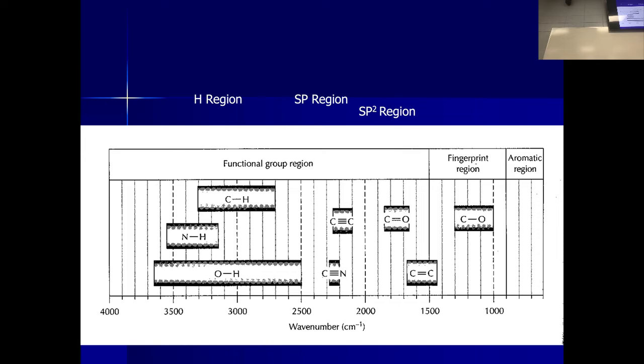Everything to the right of 1500, right? So all this area down here is what I call the fingerprint region. Fingerprint region is hard to interpret. Very hard to interpret for most people. Ignore it. Okay? We're not going to get to that level of expertise. But what you'll find is that this is really the sp3 region. Anything that's sp3 hybridized will vibrate and stretch in this region, in this fingerprint region.